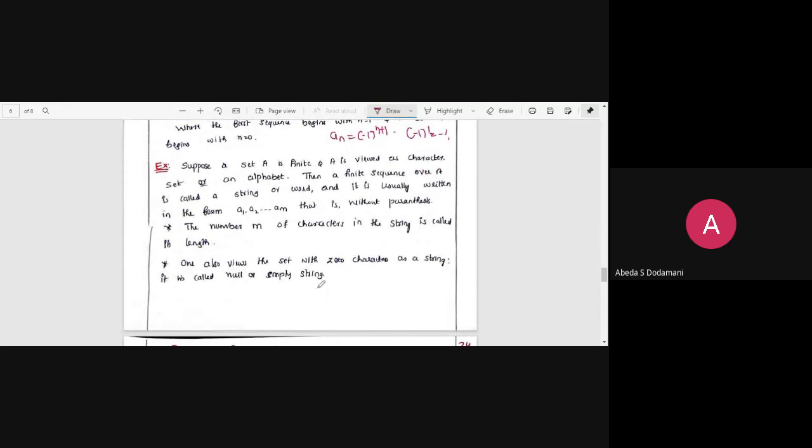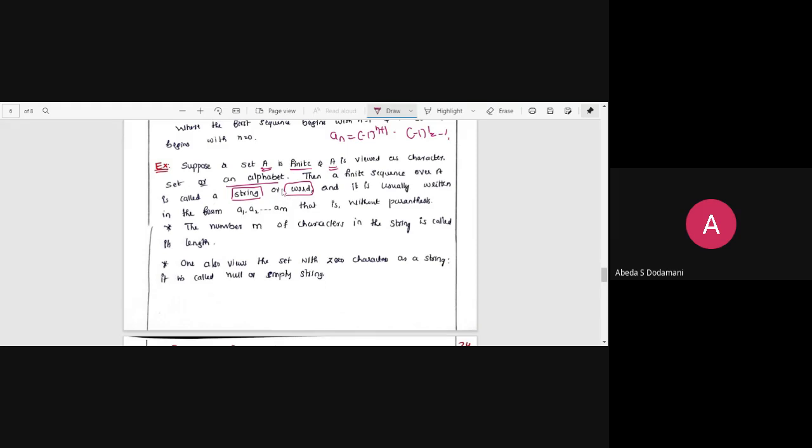Now see, suppose a set A is finite, and capital A is viewed as the character set, for example an alphabet. Then the finite sequence over A is called a string. I think you have heard about this word also. Are you using strings in Python? Yes, ma'am. Well, anything you write in terms of words is called a string.